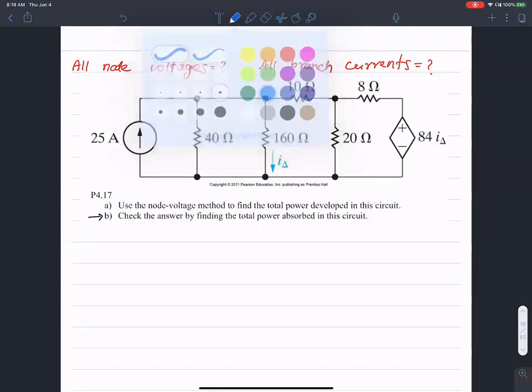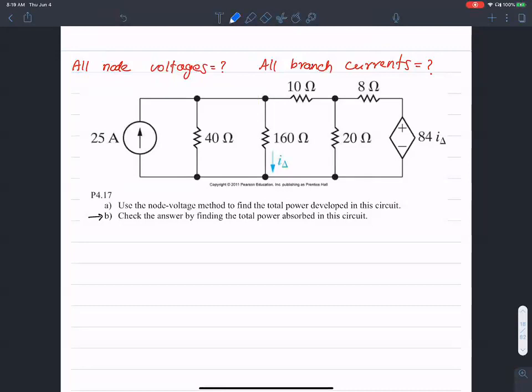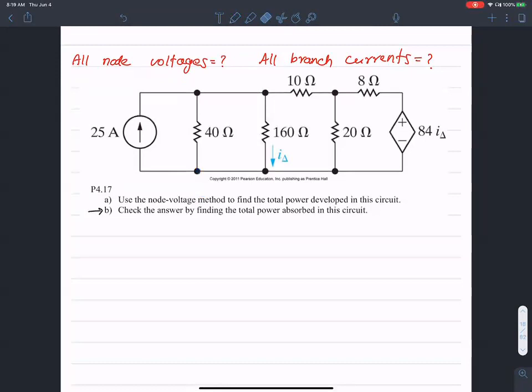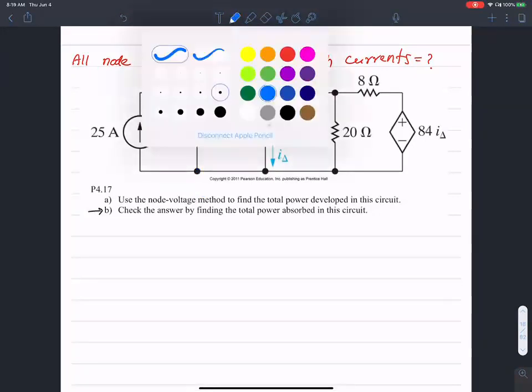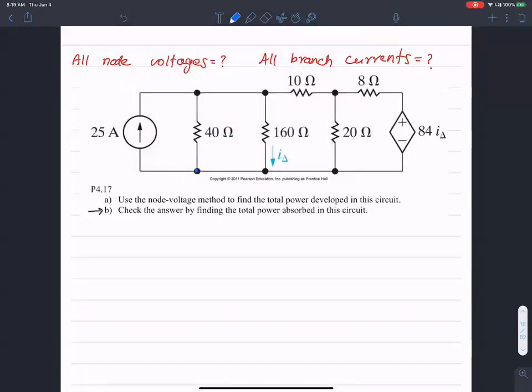Can we use the... does it matter if I use the one above the 40 ohm resistor, that first node right there? Yes. It doesn't, but the convention is to use this guy as the reference node. Okay, then let's use the bottom as a reference node. Okay.